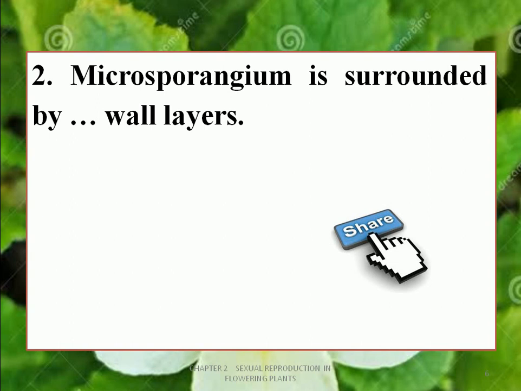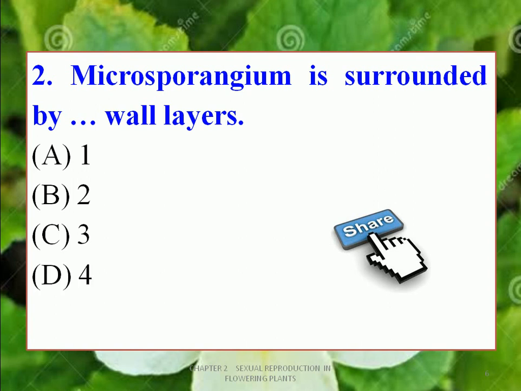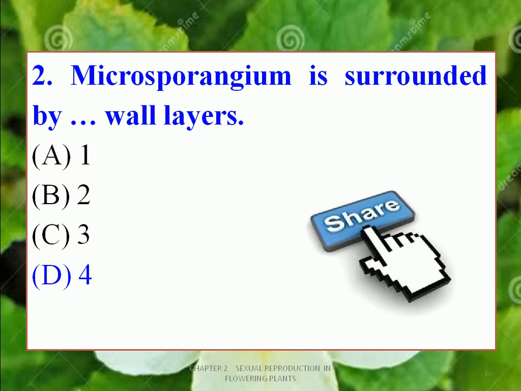Microsporangium is surrounded by dash wall layers. A. 1, B. 2, C. 3, and D. 4. The correct option is D. 4. Microsporangium is surrounded by 4 wall layers. So, now let's move to the question number 3.